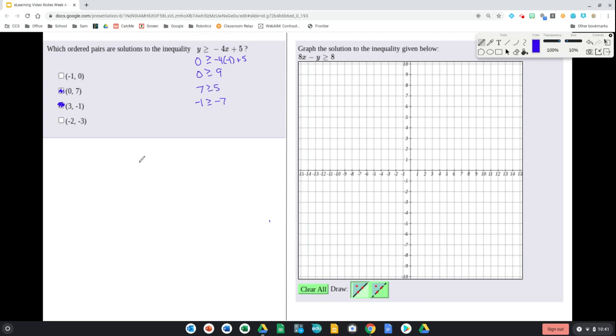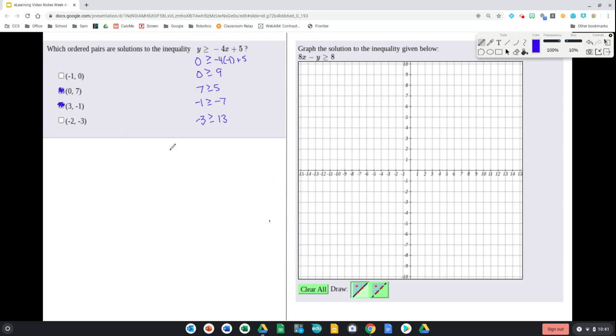And then the final one down here, -2, -3, is that true or false? Okay, so in this inequality, it would be -3 is greater than or equal to 8 plus 5, which is 13. And -3 is not greater than 13. So you would not mark that box. So you would mark those 2 boxes and then hit submit on your MyOpenMath assignment.